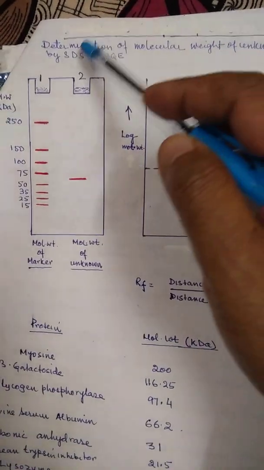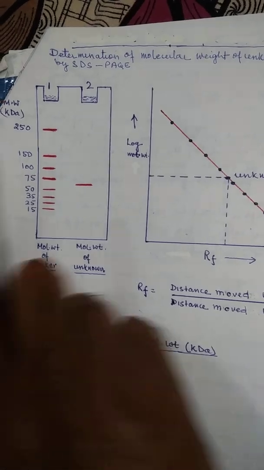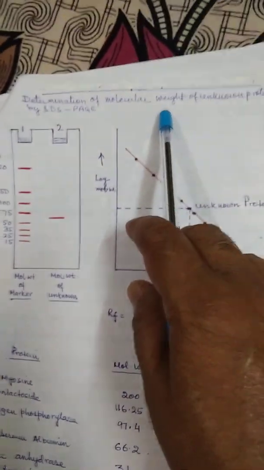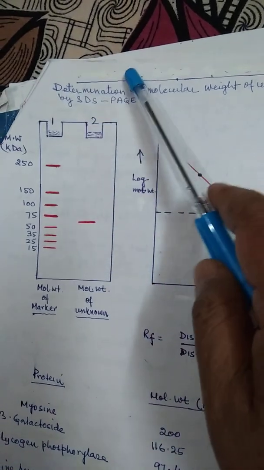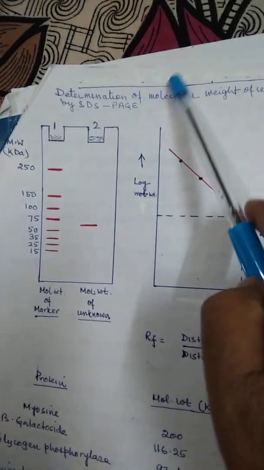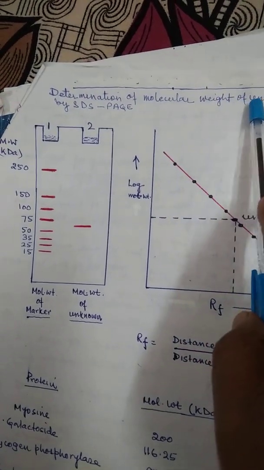Hello students, today we will discuss the process of determination of molecular weight of an unknown protein by SDS-PAGE. By the method of SDS-PAGE, how can we determine the molecular weight of an unknown protein?